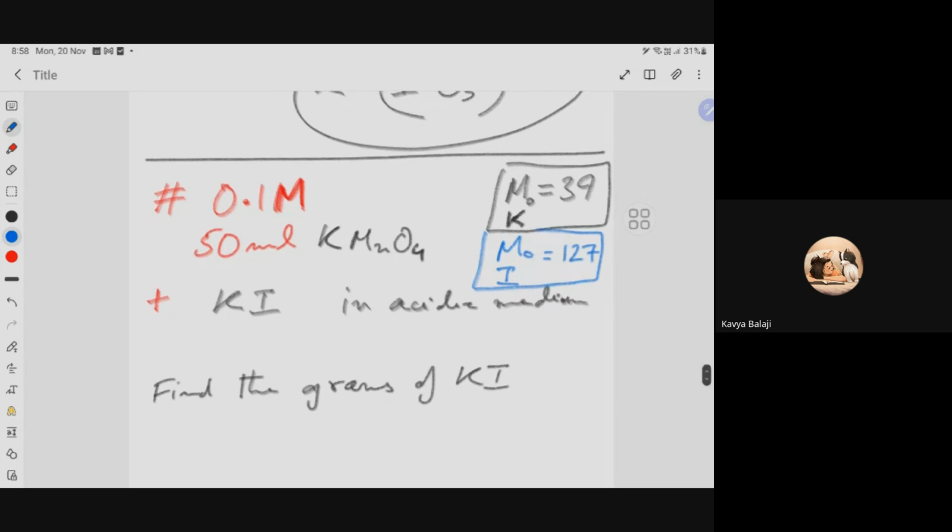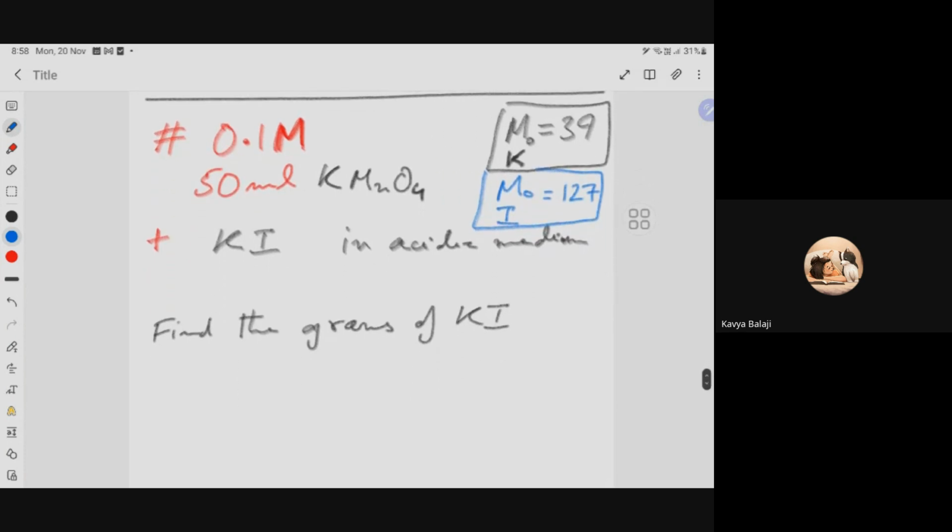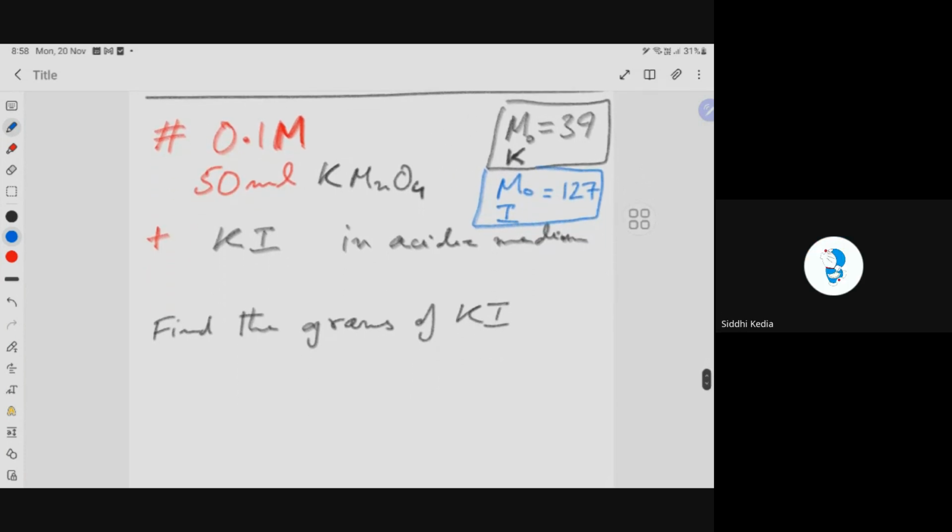Guys, you have started doing the question. Sir, don't we need the molarity of potassium iodide? Sir, we need the molarity of KI, right? No.